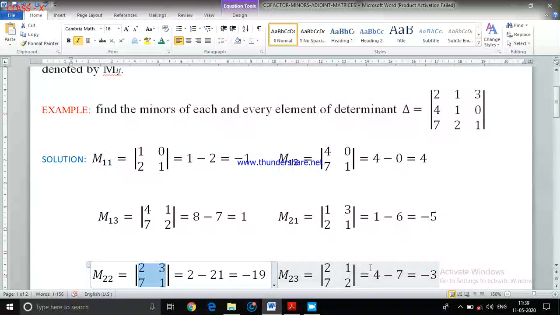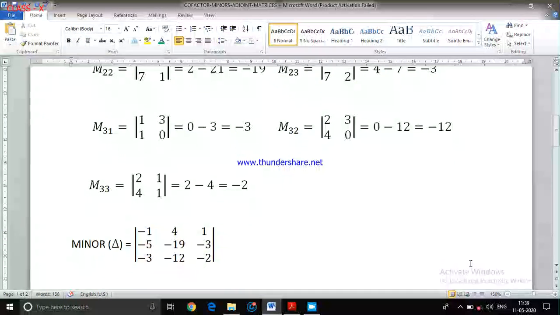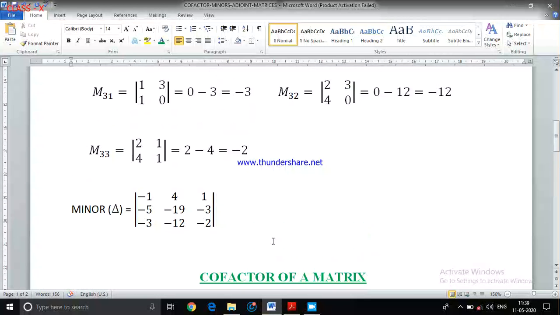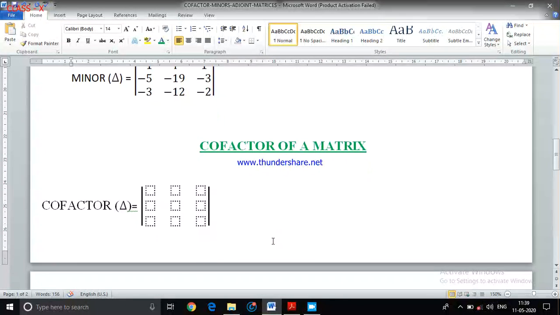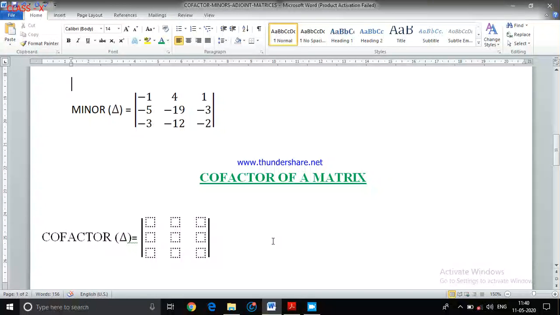So after excluding the corresponding row and the corresponding column, whatever the elements are left out, the determinant of those elements will be the minor of that particular element. So after getting all the minors, you put them there as the minor of delta or minor of matrix A, whatever it is. If you take matrix A here, instead of the determinant symbol, you put the matrix symbol, close the bracket. Next will come the cofactor of a matrix. Cofactor of a matrix is same as the minor of the matrix, but just one thing you have to change. What are the things to be changed?